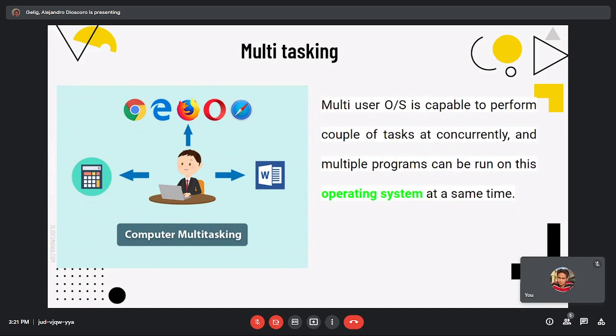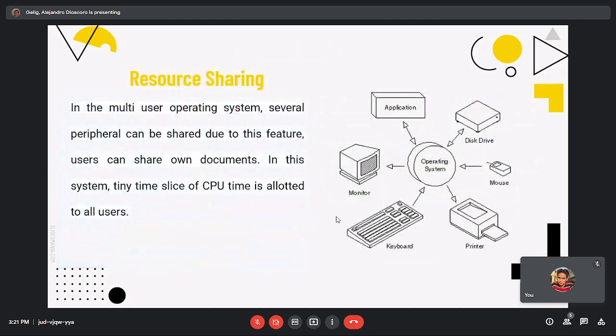And the second is resource sharing. In the multi-user operating system, several peripherals can be shared. Due to this feature, users can share their own documents.